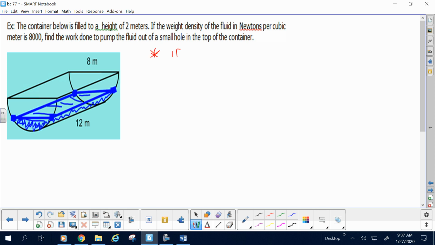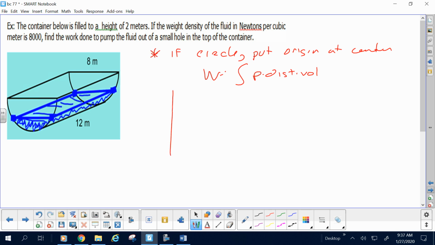Always, if it's a circle, put the origin at the center. Okay, so I know that work is rho, distance, volume. Writing a formula in math is just good math. It communicates to the person, this is what I did, in case there are multiple formulas used or people weren't sure what you're doing. It also helps you remember it quicker if you write it every time. Now we're going to draw or locate our origin. We're going to put it at the center of the circle.